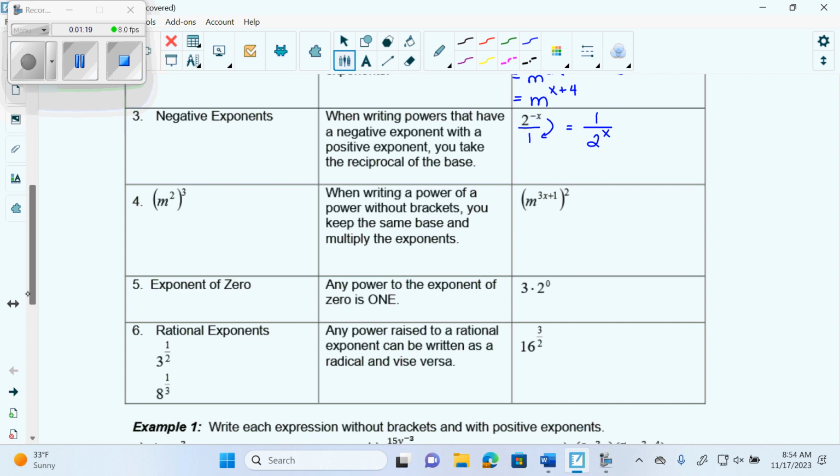So we have m to the 2, to the 3. What are we going to get when we have 1 base and 2 exponents? What do we do? We multiply. Yeah. So we get m to the 6. And this one is going to be m to the 6x plus 2. There's a lot of things. So you got 6.